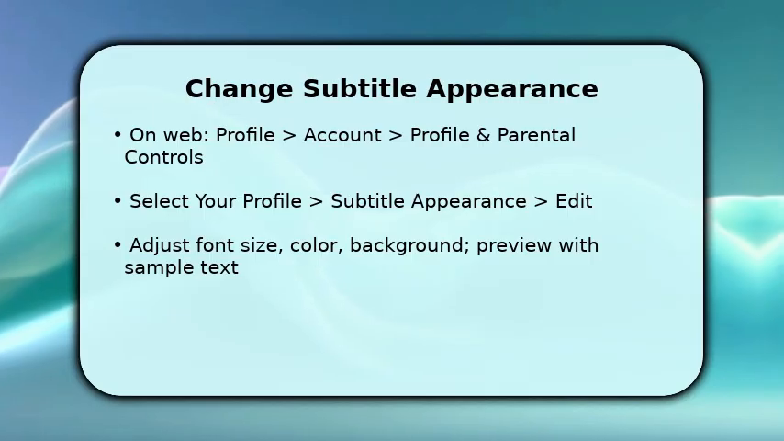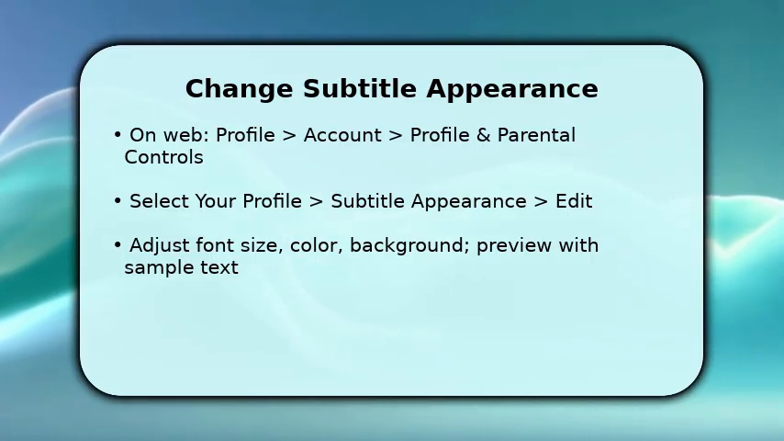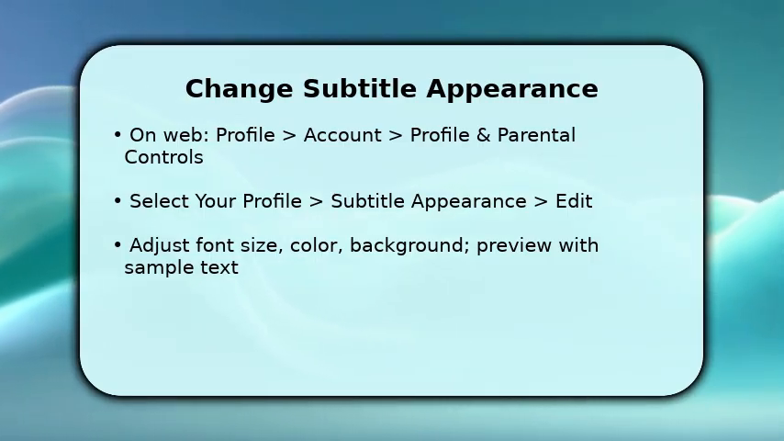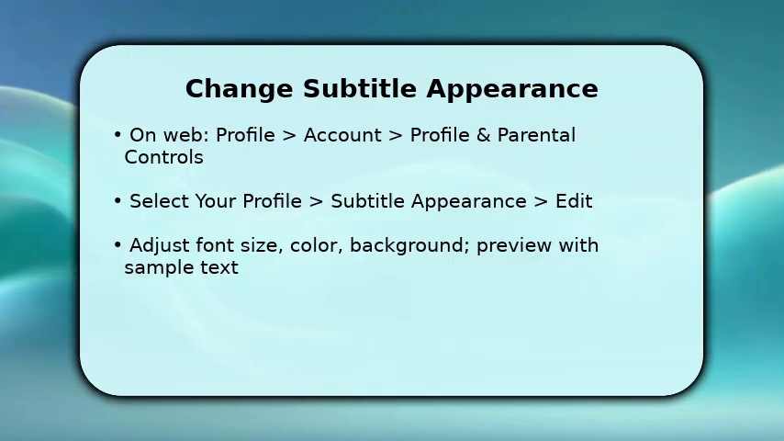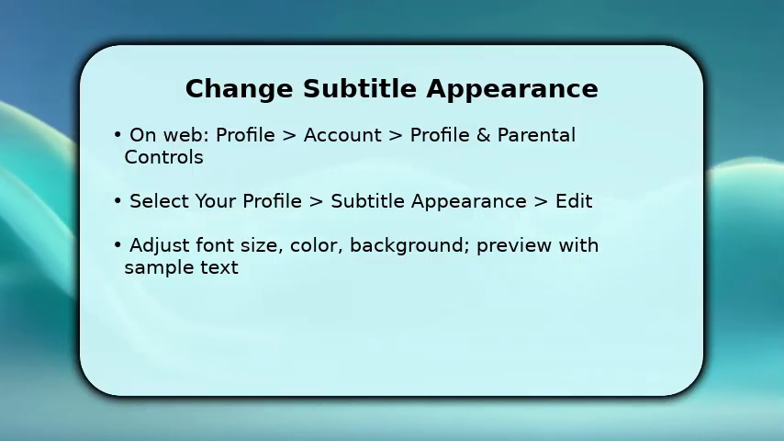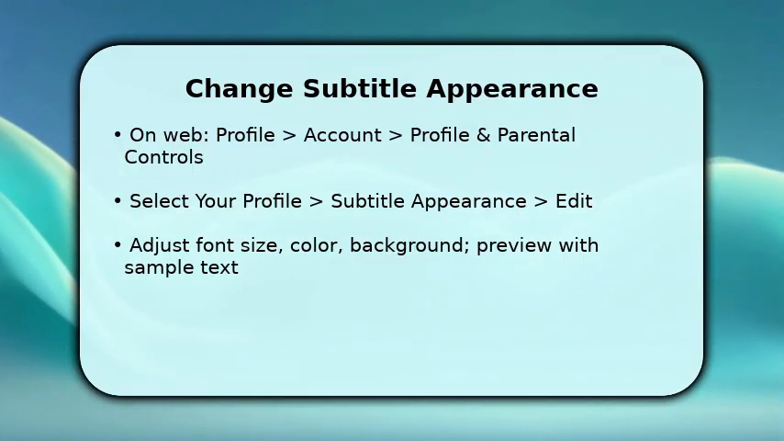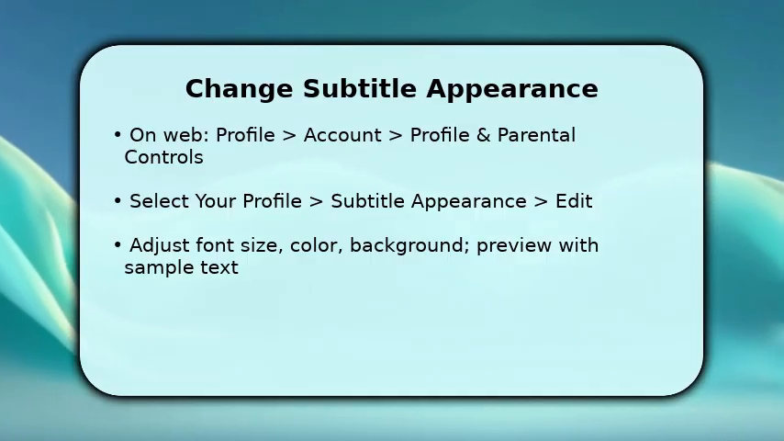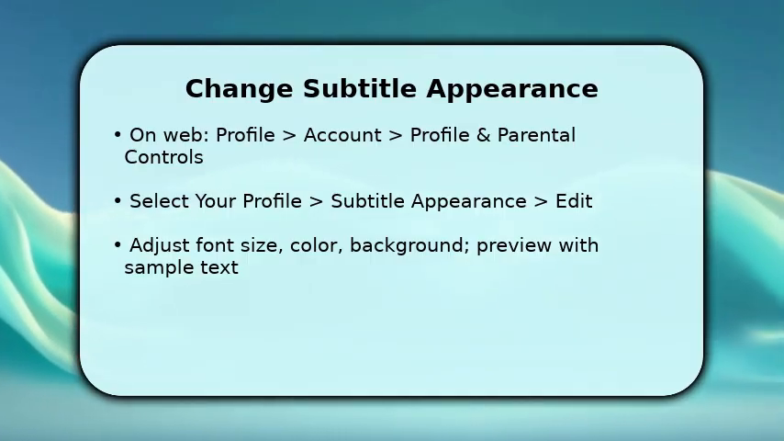You will see controls for font size, font type, color, and background opacity. Increase the font size slider to your preferred level and adjust contrast so text stays legible on a TV screen. Once set, press Save. Netflix applies those appearance settings to all devices using that profile, which is why you change it here.